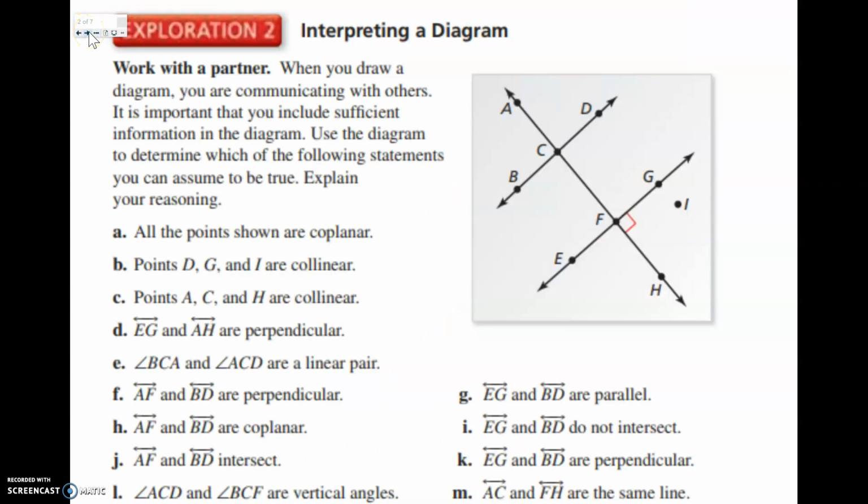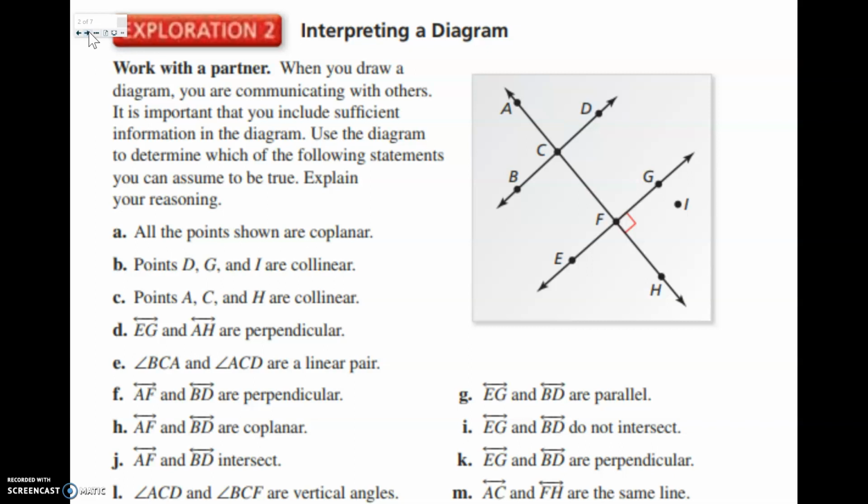So I'd like for you to just pause the video right now and answer all of these questions, because we're practicing interpreting a diagram. Looking at this diagram, can we assume all of these things? Just pause the video, answer all of these questions, and then resume the video, and we'll go through and give the answers.